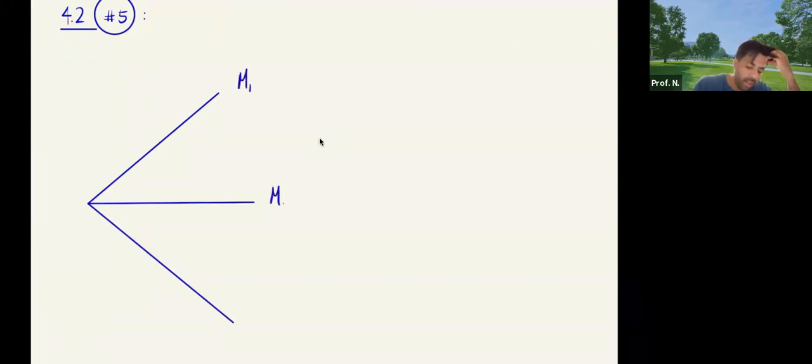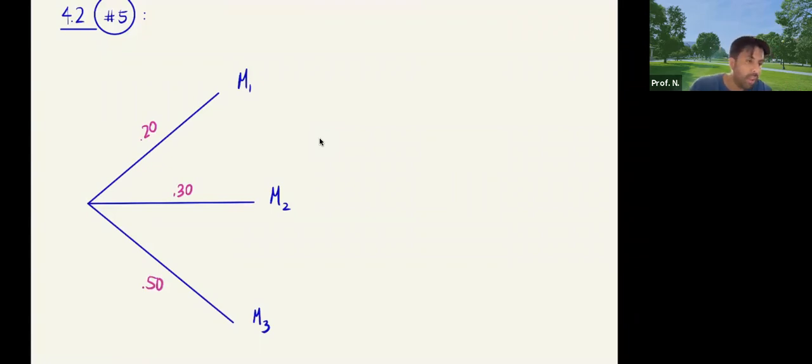So either the items are produced from these 3 machines, and there's a percentage for each machine. There's 20%, right? 0.20 comes from M1, 0.30 comes from M2, and half of them come from M3. Done already with half of it.